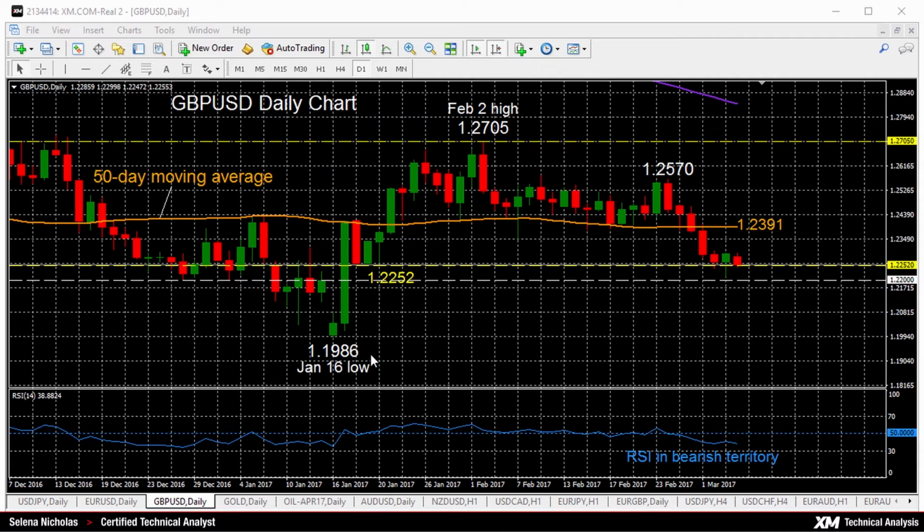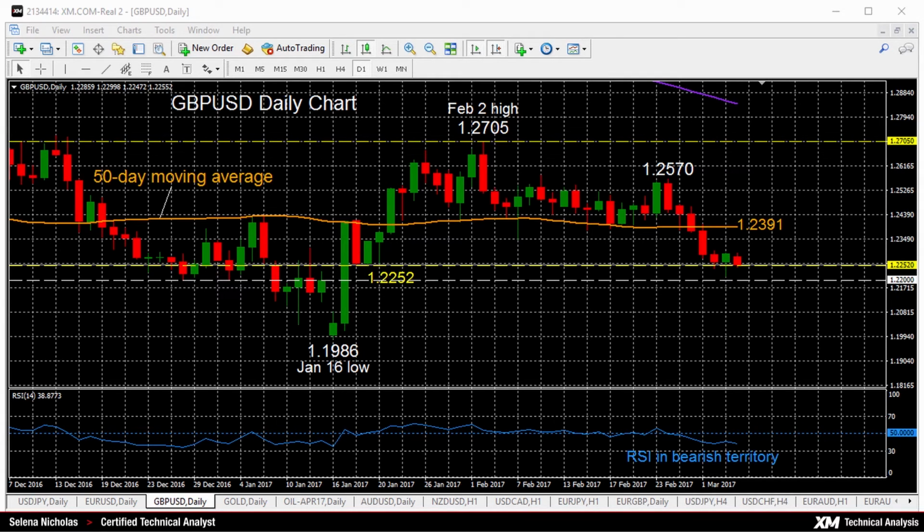And RSI is supporting the bearish bias right now, but only a move above 1.2570, that was a high in February, would ease downside pressure if prices could manage to move above this high and towards 1.2705, which was the February 2nd high.